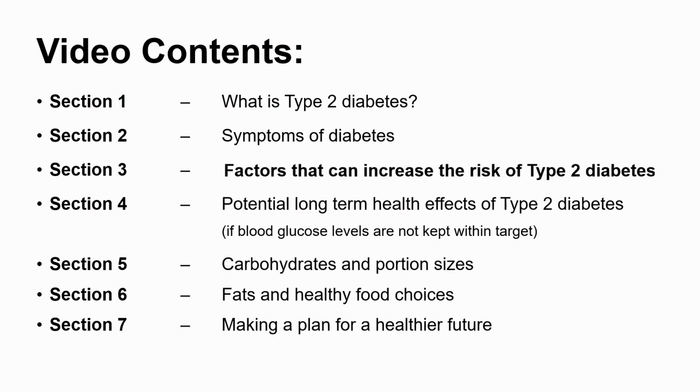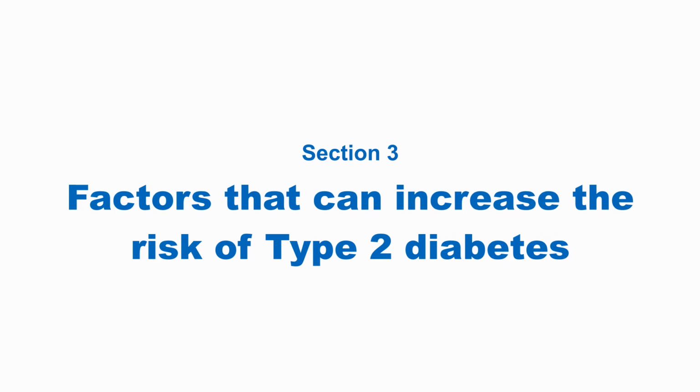Welcome to section 3. In the last section, we looked at symptoms of type 2 diabetes. In this section, we will be talking about different factors which can increase our risk of developing type 2 diabetes. It does not mean that the person will definitely get type 2 diabetes. It just means the risk of getting type 2 diabetes is increased.